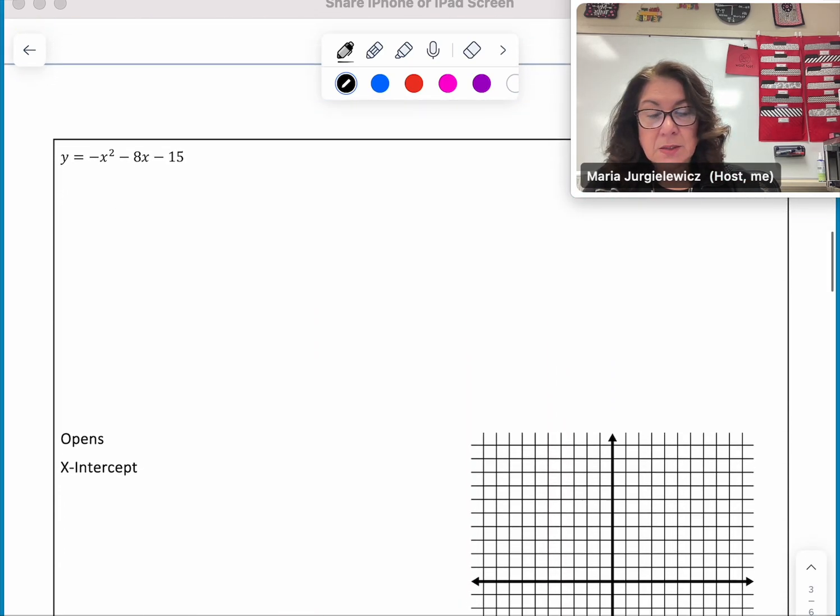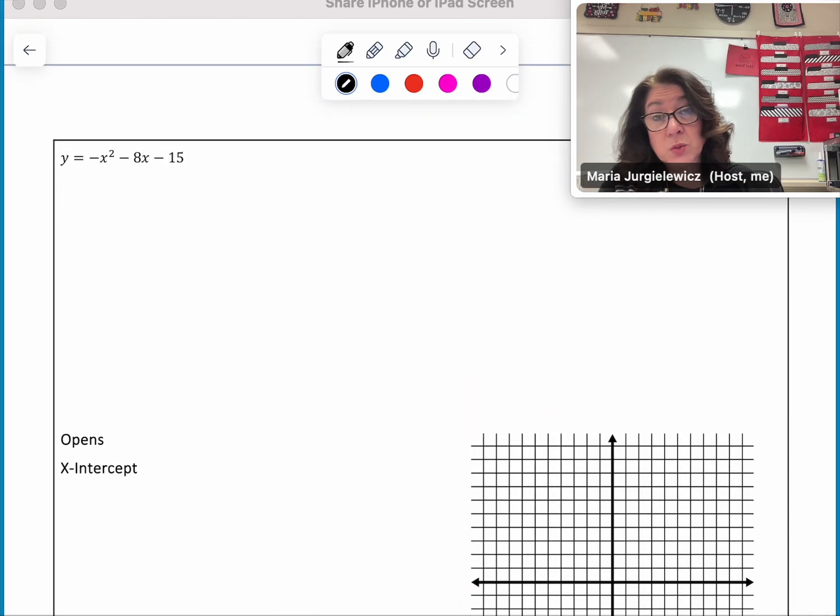Okay, now let's take a look at this one. How is this one different? Well, it's not in factored form. But do we already know how to factor? We've been talking about this now for two units. We already know how to factor that. So we're going to have to do those same things.